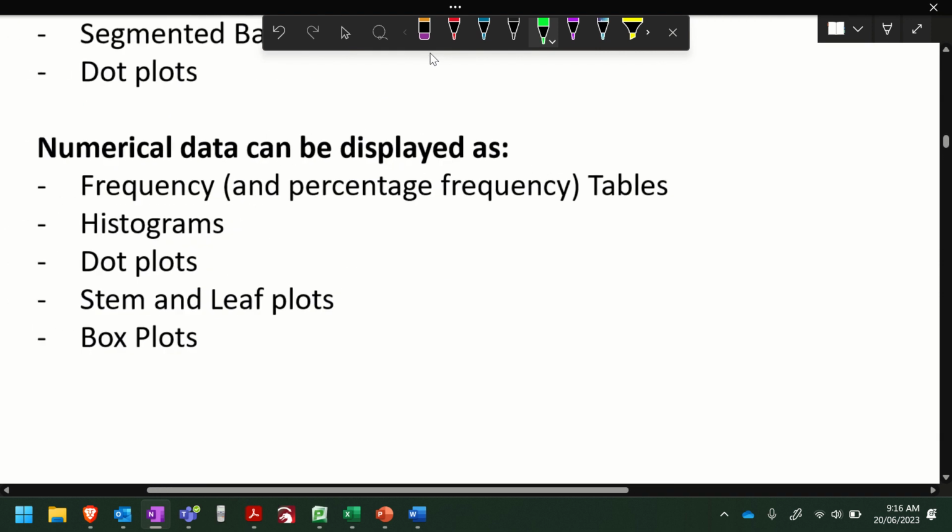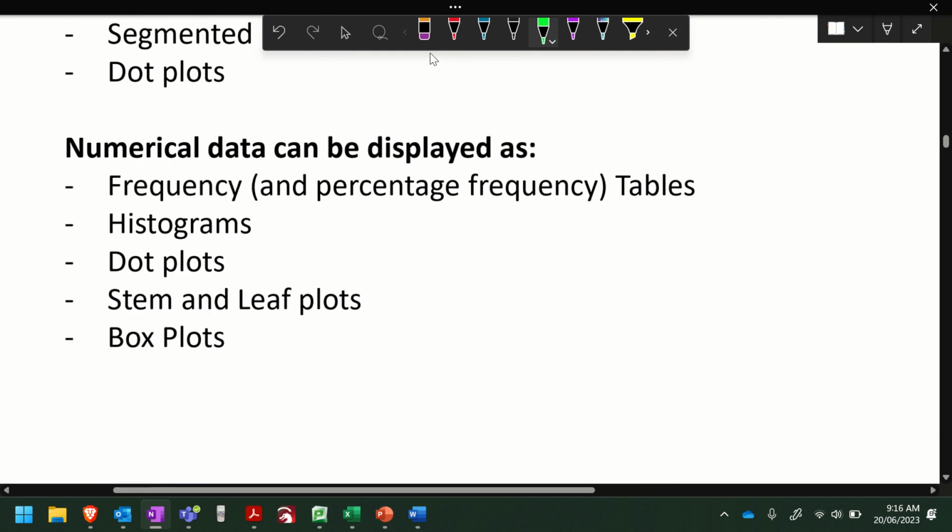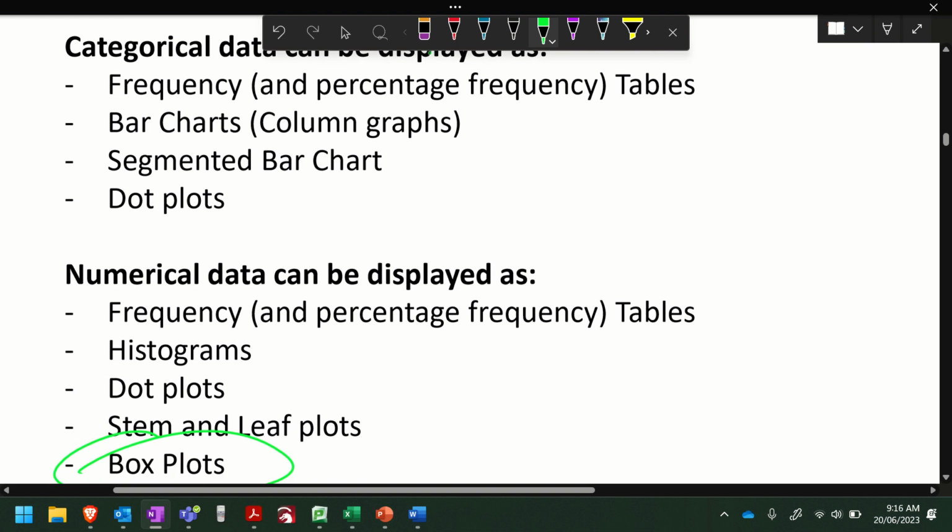For numerical data, so now you're looking at data where you're counting things individually or you're measuring things, you could still use a frequency table, but now you've got histograms. You can also use dot plots, a stem and leaf plot, and a box plot. All of these we'll go through today.